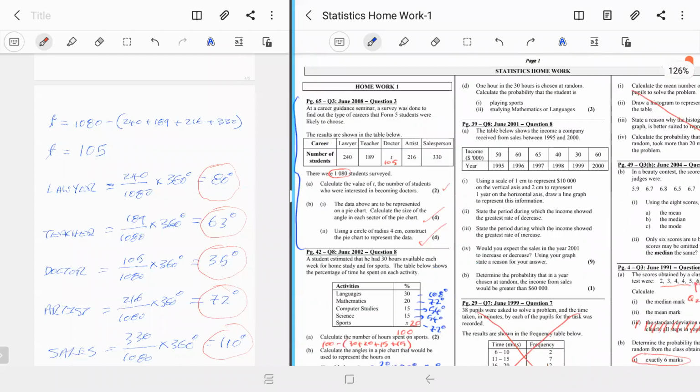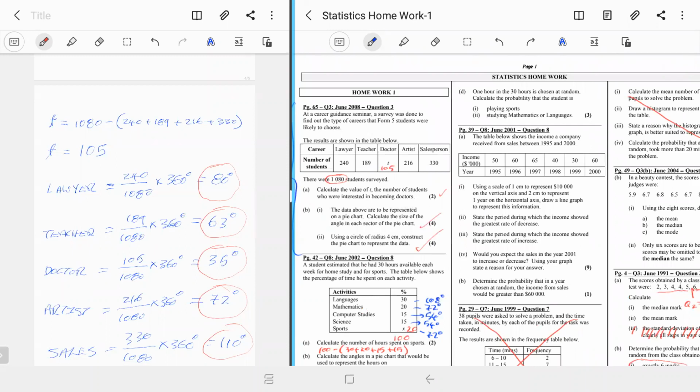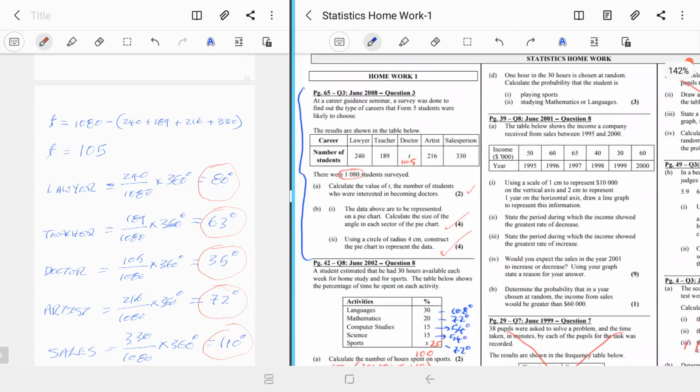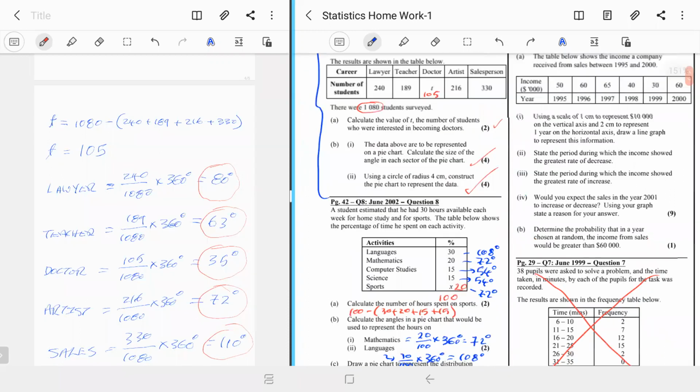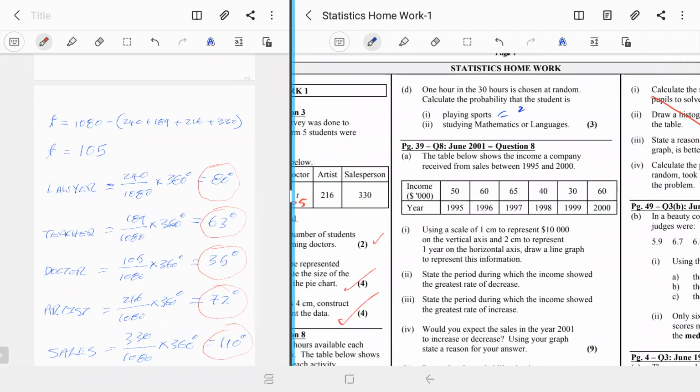All right. The next one says 1 hour in the 30 is shown at random. Calculate the probability that the person is playing sport. That's 20 out of 100, still 20 out of 100, because these percentages represent the values anyway. So the probability that the person is playing sport is 20%. 20 out of 100 is 0.2, which is 2 over 10 or 1 over 5. You can leave it as 1 over 5.